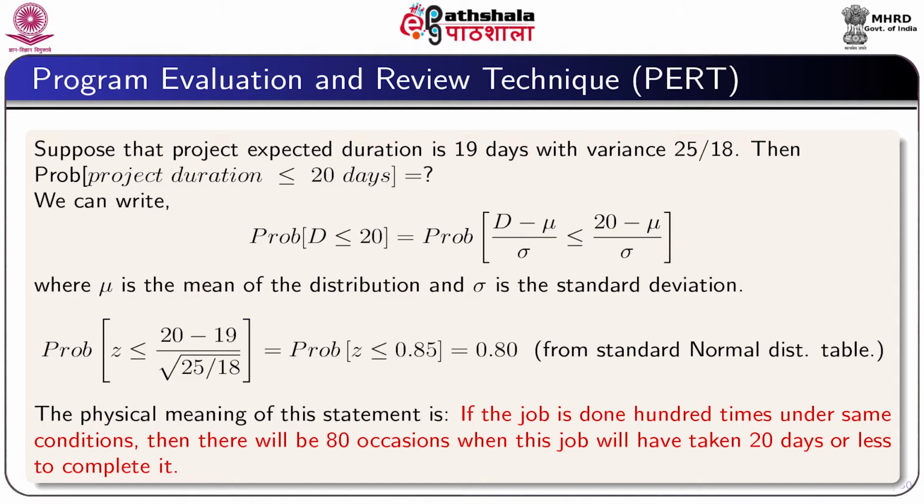Now, let me define the physical meaning of this statement. It means that if the job is done 100 times under the same conditions, then there will be 80 occasions when this job will have taken 20 days or less to complete.